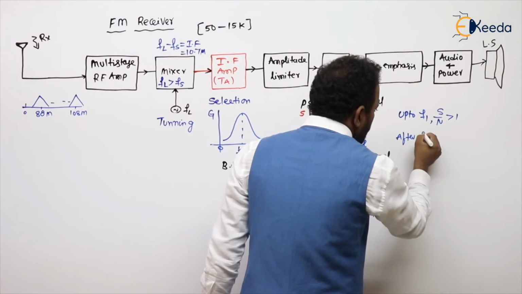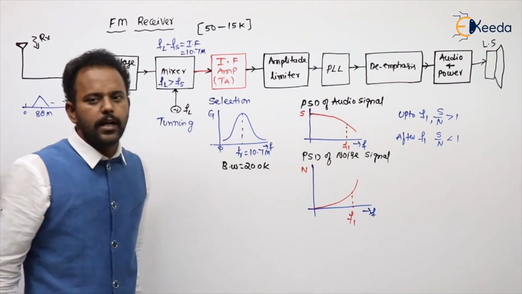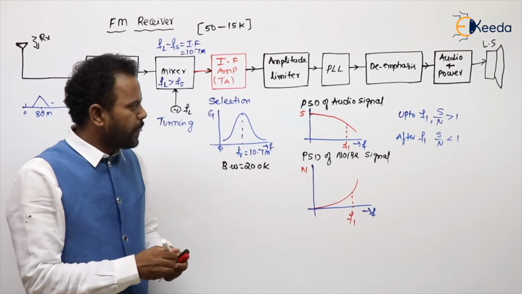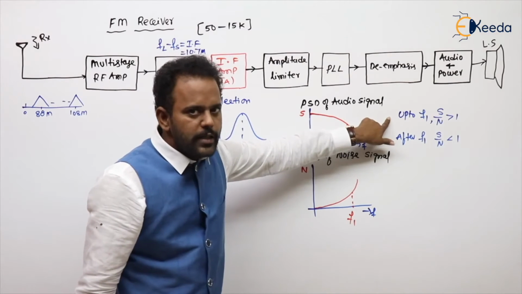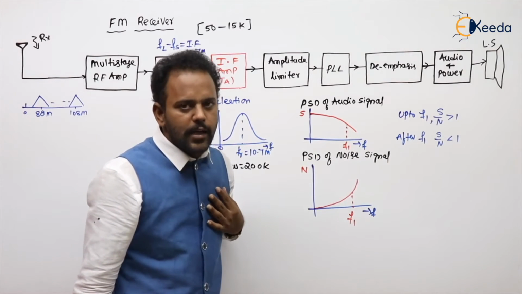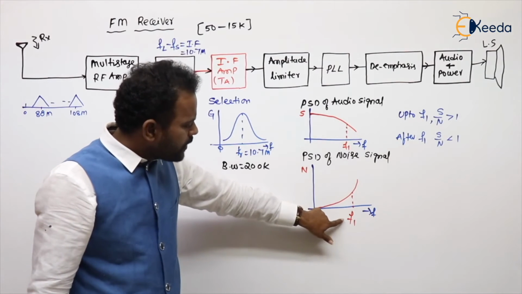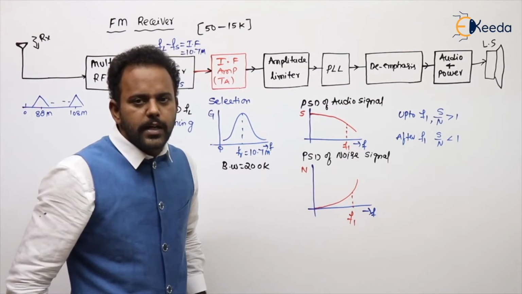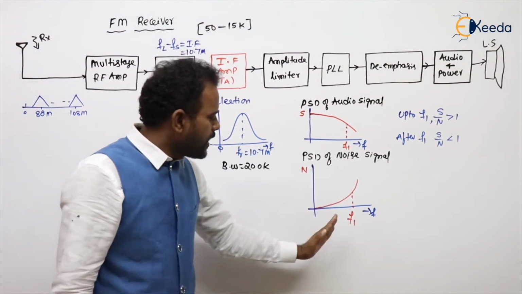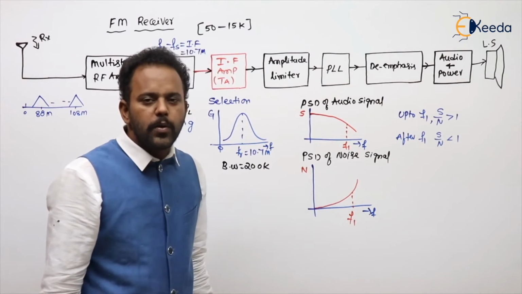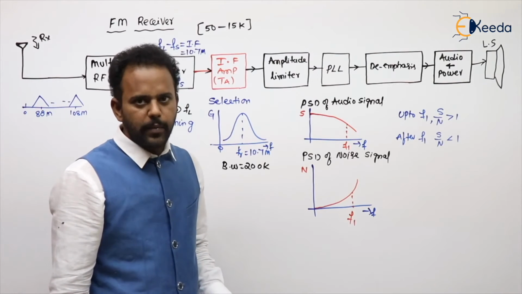But after F1, the signal to noise ratio is less than 1. You can see the graphs. Do you understand my point? So up to F1, signal to noise ratio greater than 1 means we can reconstruct our signal back. But after F1, the signal to noise ratio is less than 1. Less than 1 means after this, we are unable to reconstruct the frequency components. Are you getting my point?